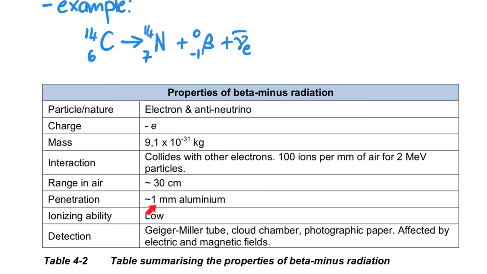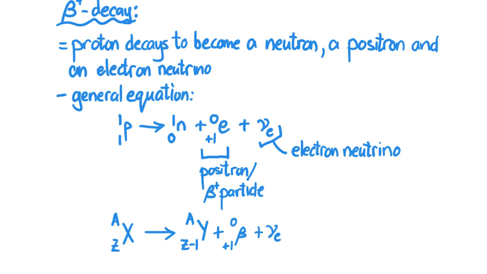The penetration is higher than that of an alpha particle, up to about 1 millimeter of aluminium. The ionizing ability to ionize the air is pretty low, and it's detected by Geiger-Müller tubes or Geiger-Müller counters, cloud chambers, photographic paper, and it too is affected by electric and magnetic fields.